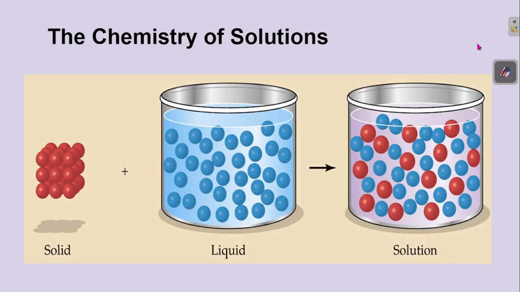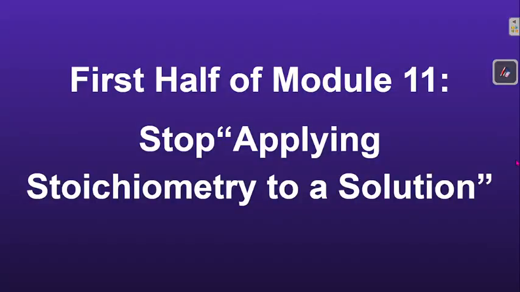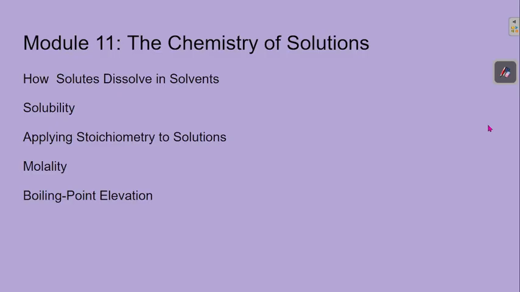Hello everybody, we are going to tackle Module 11 today, the chemistry of solutions, page 353 in your textbook. We're going to go all the way to co-pack, so we're going to stop just before applying stoichiometry to a solution. No math this week. Lots of experiments though. We have 3.